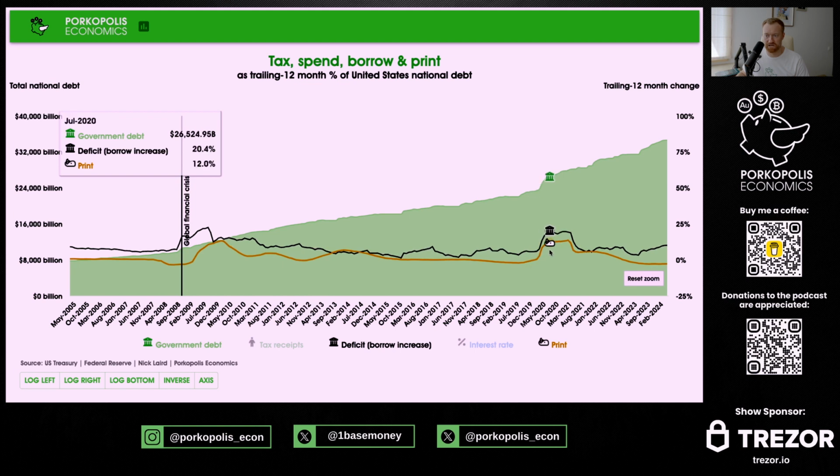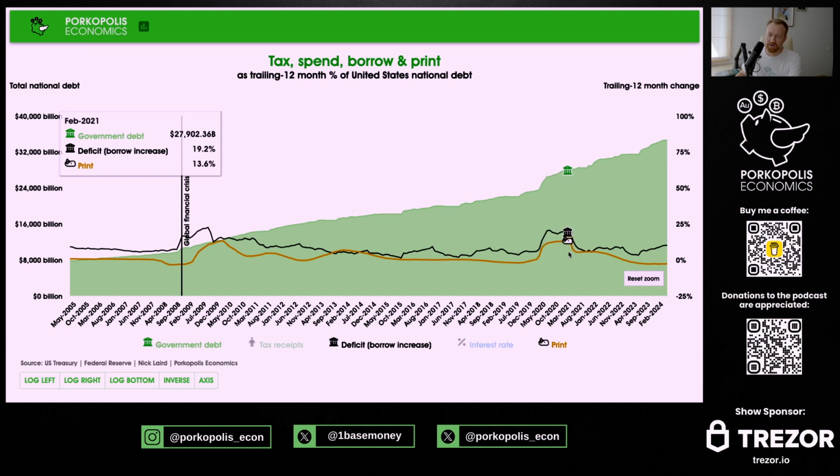You see this is the major trailing 12-month increase during COVID. The deficit went up, the debt went up 20%. The deficit was, I should say, 20% of national debt. That means the national debt increased 20%. The print was half of that.